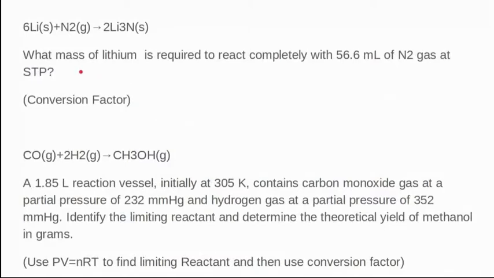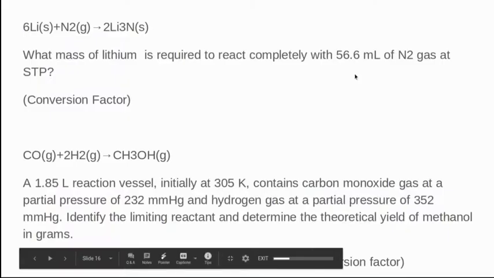So it's the same thing here. What mass of lithium is required to react with 56.6 milliliters of nitrogen? Well, you have 56.6 milliliters of nitrogen, convert that to liters, and then say if you have 1 liter of nitrogen, you have 6 liters of lithium. So take your 56.6, create a proportion with the lithium and nitrogen that you have from the equation, and solve.